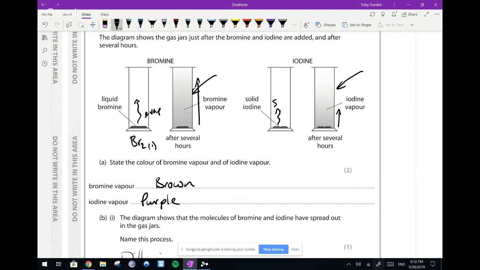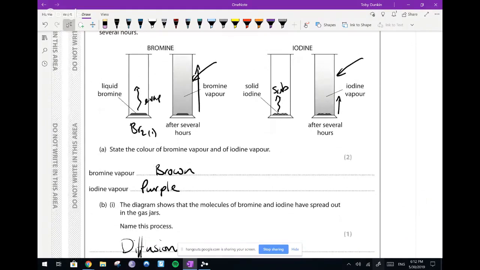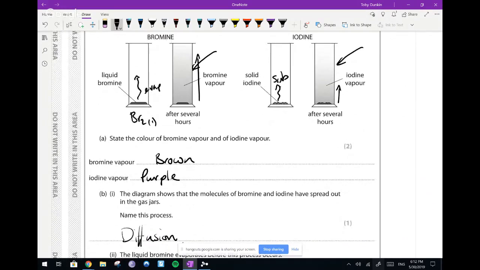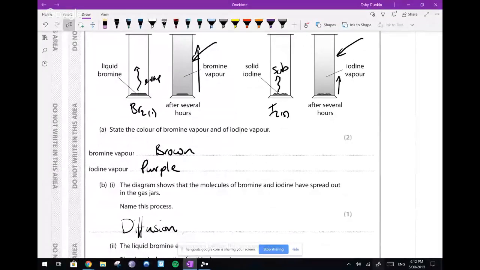The iodine is subliming. So it's really nice just to have that sublimation and evaporation discussion and the difference between them. Iodine is going in as I2, as a solid, and turning into vapor, skipping the liquid phase. It then says, state the color of the bromine vapor and the iodine vapor. So the bromine vapor is brown.